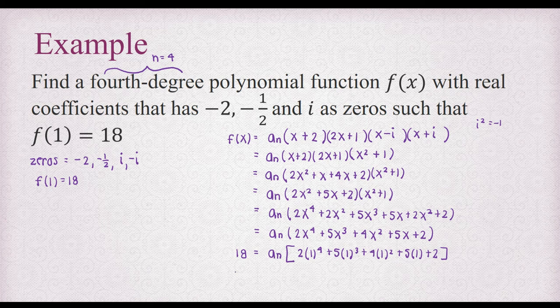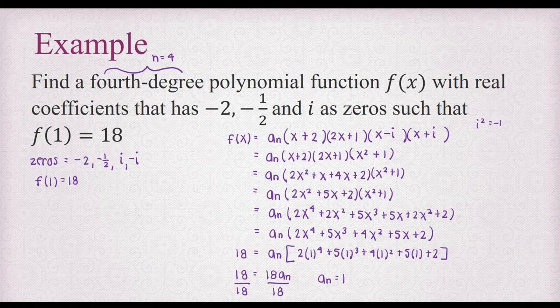Add all that up, and you get 18. So 18 gets multiplied by a sub n. So once again, divide both sides by 18, and we'll get our lead coefficient to be the number 1. So now both examples have been 1, but I do want you to be aware that that doesn't necessarily mean that you're always going to get a lead coefficient of 1. So please do not assume that.